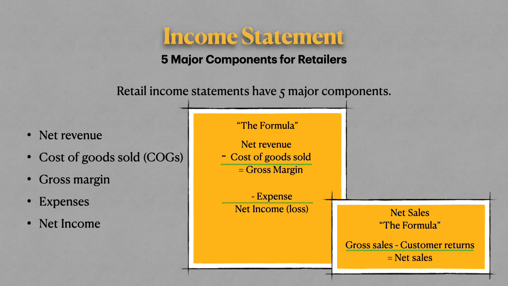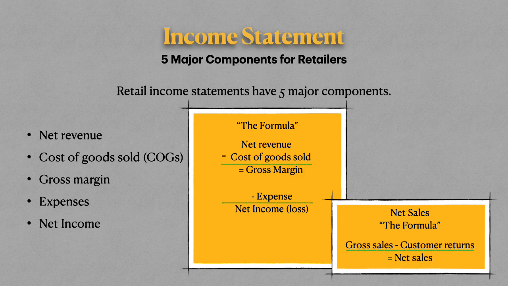Net income is the difference between gross margin and expenses. Net income can be increased by increasing sales and increasing gross margin, decreasing the cost of goods sold, decreasing expenses, or any combination of the above. Net sales are equal to gross sales minus customer returns. High net sales show the merchandise selection is appealing to the store's target customers. High customer returns indicate poor merchandise selection, poor product quality, or poor fit.